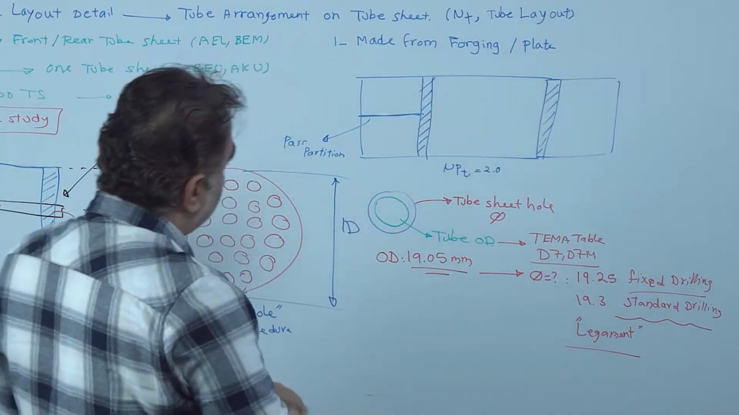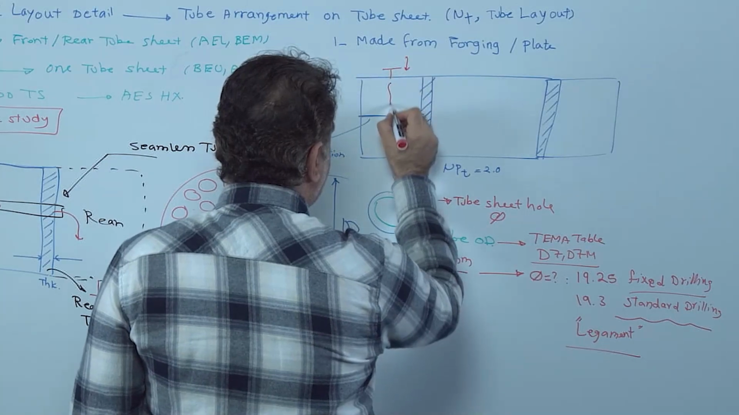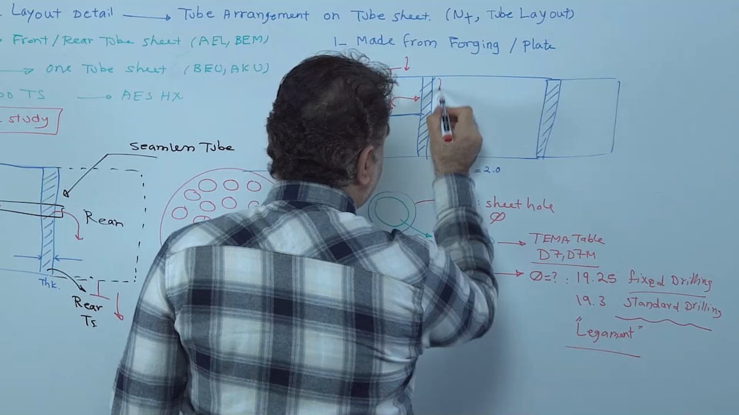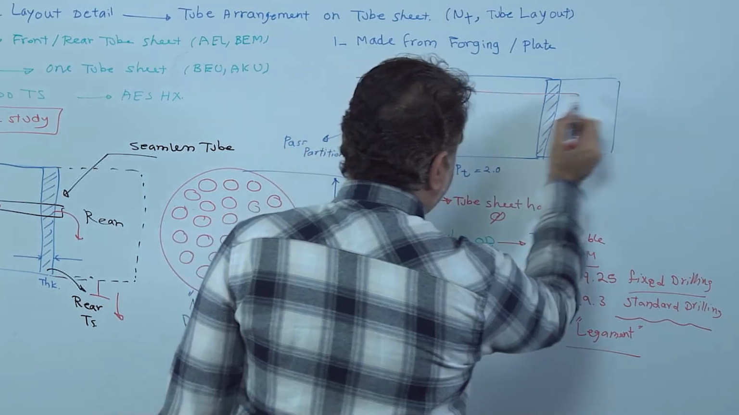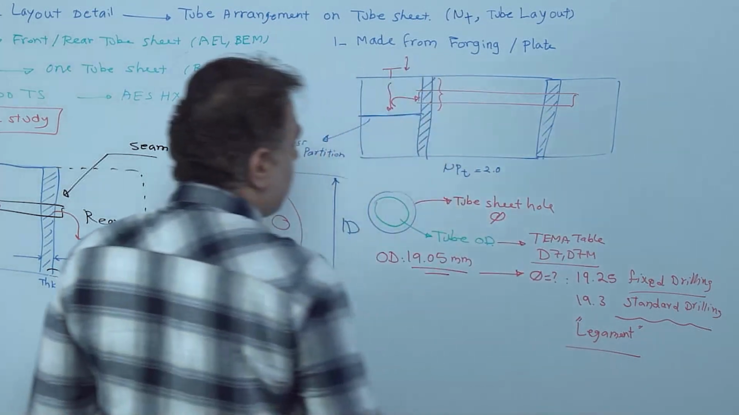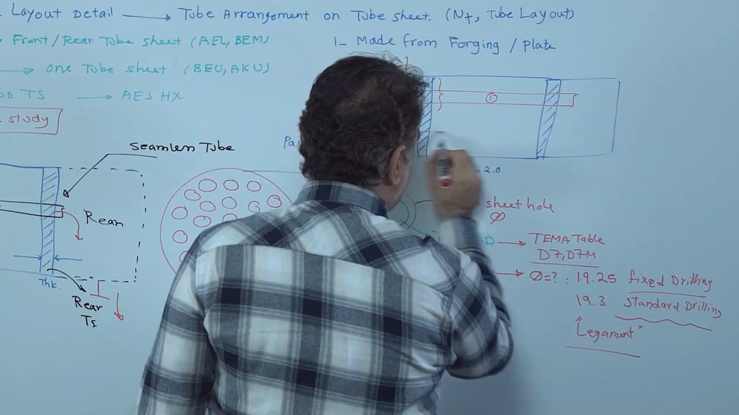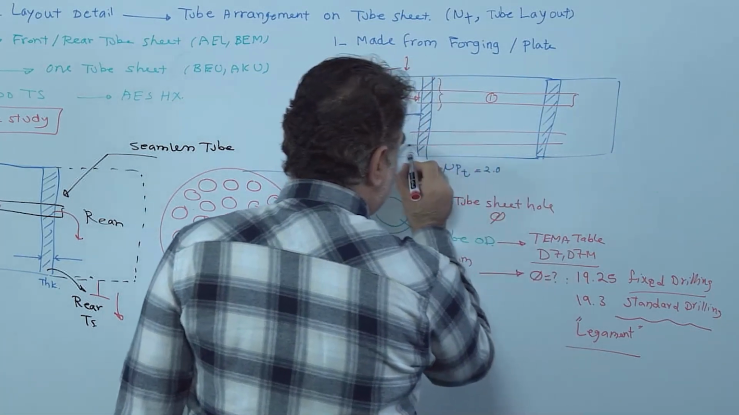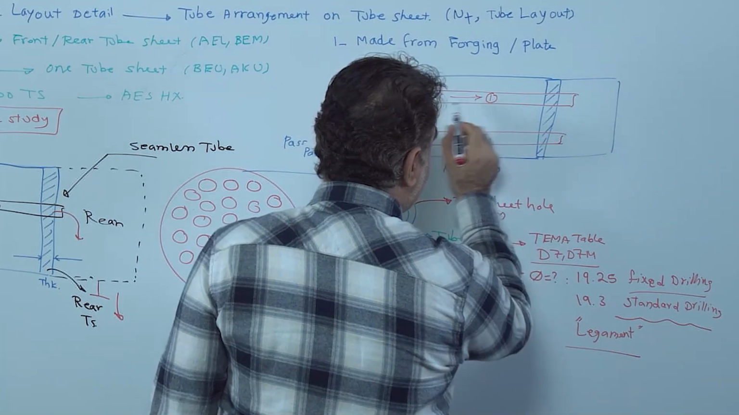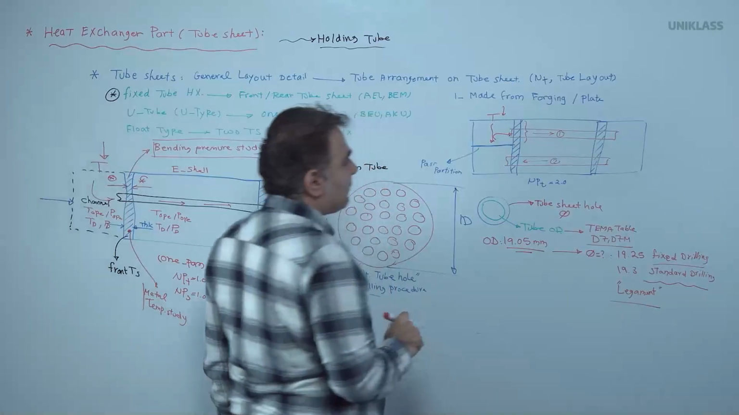Process requirement says we need to put a nozzle here, which directly affects the path partition and, through it, this portion of the tubes. Therefore, we have two paths. One path is available here, the second path available here. Flow direction is from left to right and right to left.